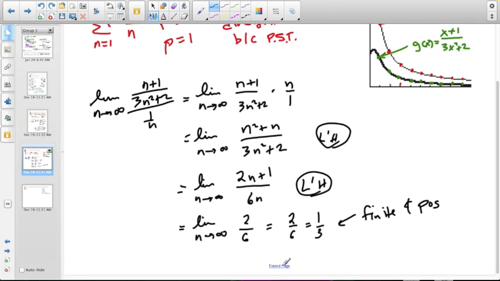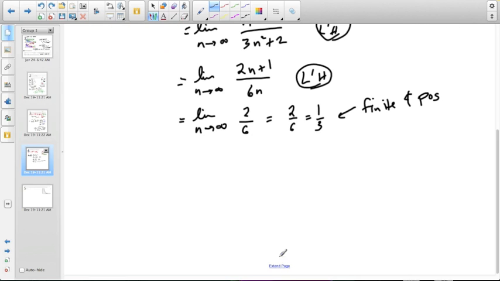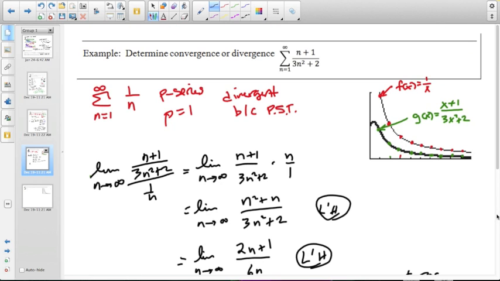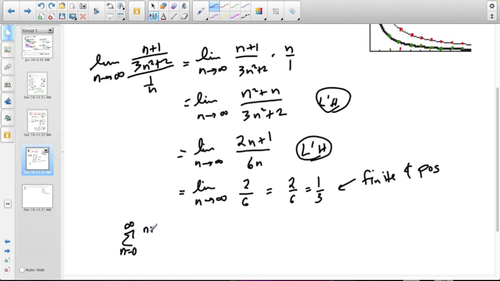So that being the case, we can say that this series behaves in the same way as 1 over n. So we know that the limit as n goes to infinity of (n plus 1) over (3n squared plus 2) also diverges because of the limit comparison test.